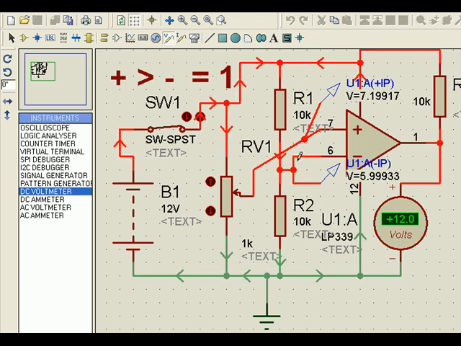You see, this point is at 5.9933, close to about 6 volts, and this point is 7.19 volts. That means plus is more than minus, so the output is high. High means 1, which means supply voltage. Now if this changes so that it becomes 4.7 volts, that means plus is less than minus, while the minus remains the same. When plus is less than minus, output is equal to 0. So this is the basic function of an operational amplifier used as a comparator.